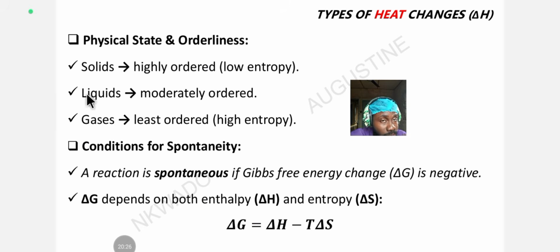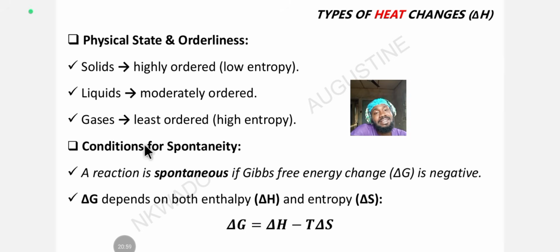All right. So liquids are moderately ordered, because the molecules in a liquid are free to move to some extent. That's why they are moderately ordered. The entropy is not so high in liquids, but it's moderate. That's why you can pour liquid from here to here. You can transfer liquid from here to here because the molecules can move, all right?